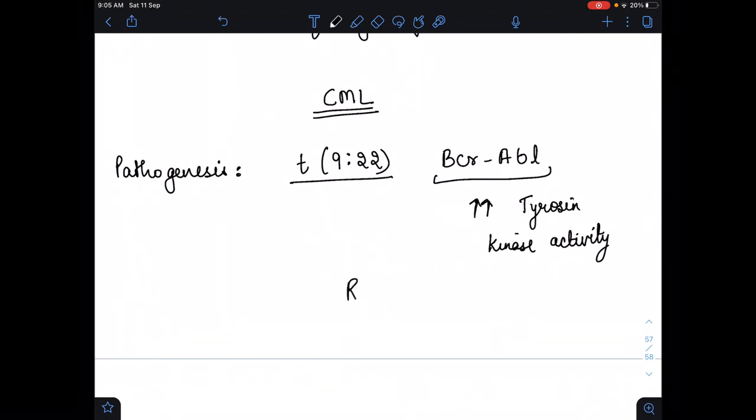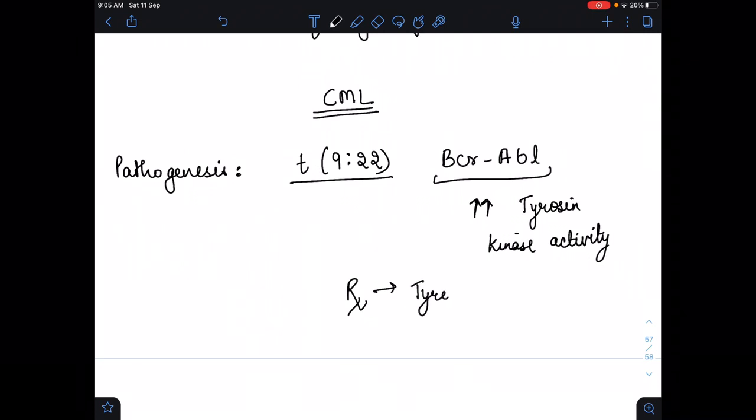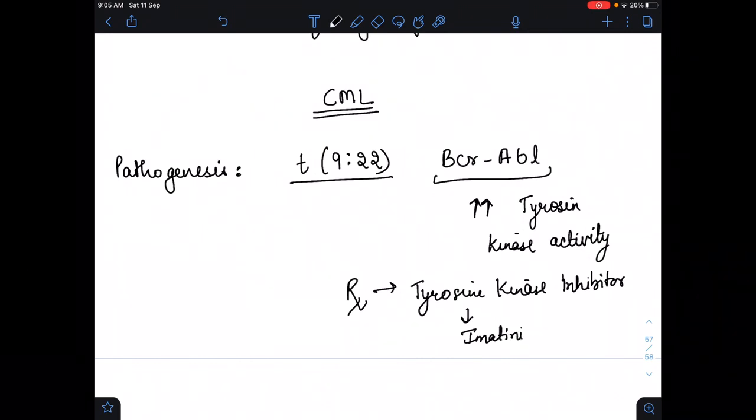For the treatment, we give a tyrosine kinase inhibitor, that is imatinib. Please remember that imatinib is the drug of choice for CML.